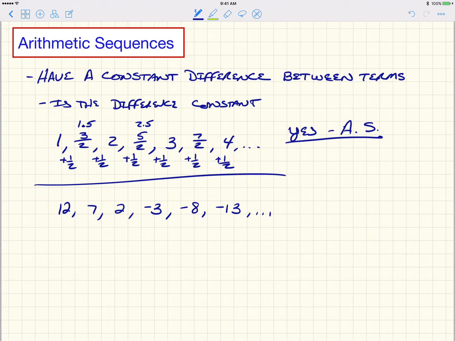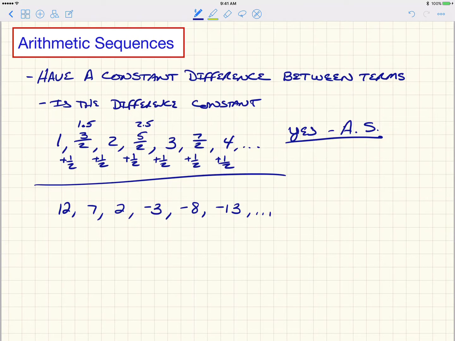Take a look at this sequence and tell me, is it arithmetic or not? Pause the video real quick, take a look at it, and you tell me, is it arithmetic? So what did you come up with? Is it arithmetic or not? Well, let's take a look.